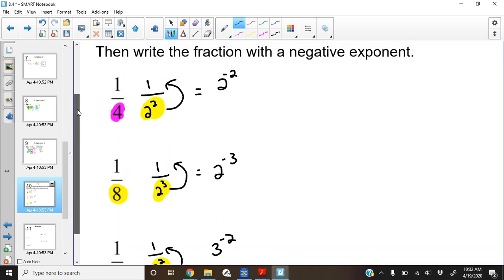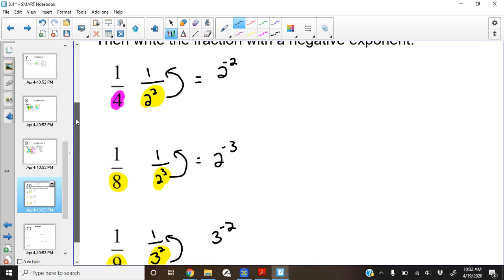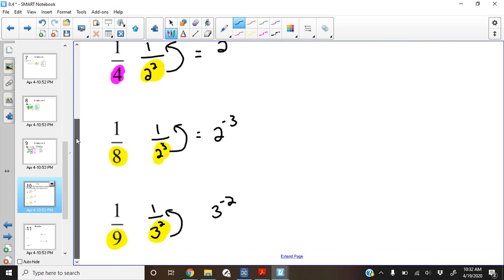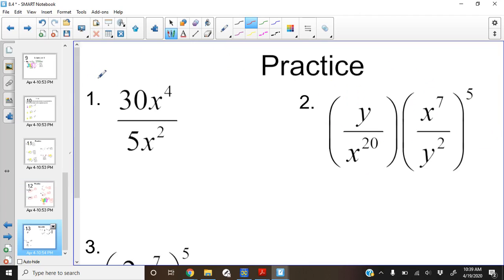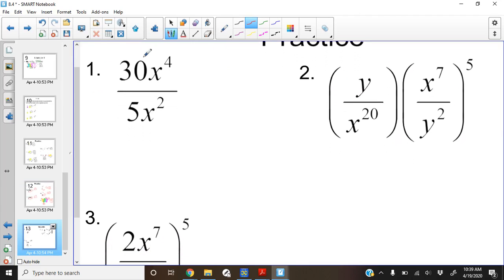So I just wanted to show you that these fractions can be written as exponents with or without negatives. But again, we're not allowed to leave them as negatives when we're simplifying. All right, last ones. Okay, 30 over 5 is 6. X to the fourth divided by x squared. Subtract them, you get x squared left in the numerator since this one had the more. So your answer is 6x squared.